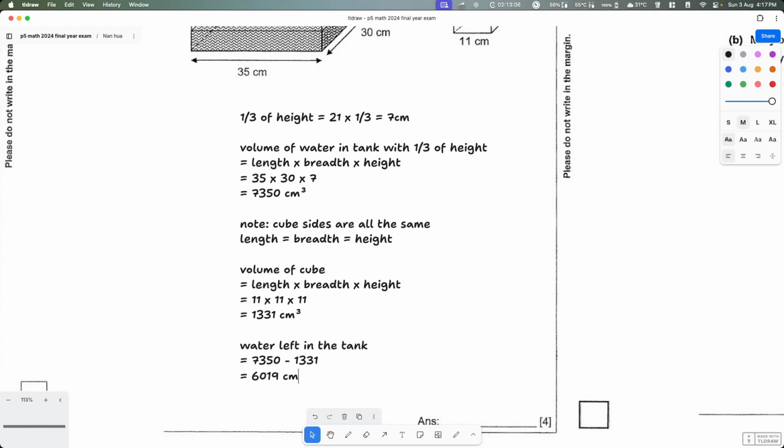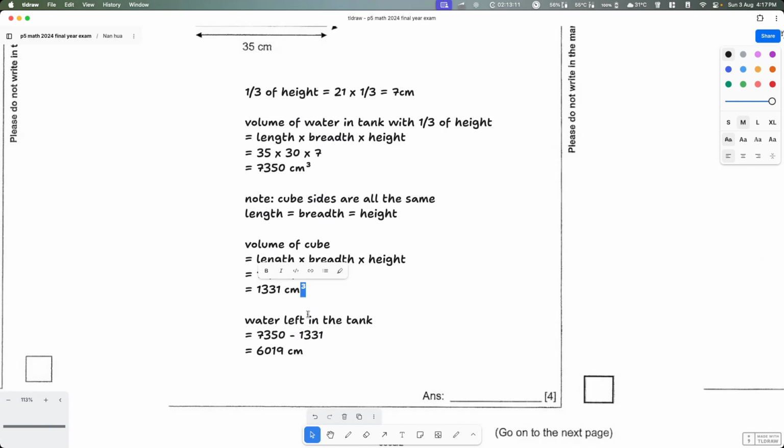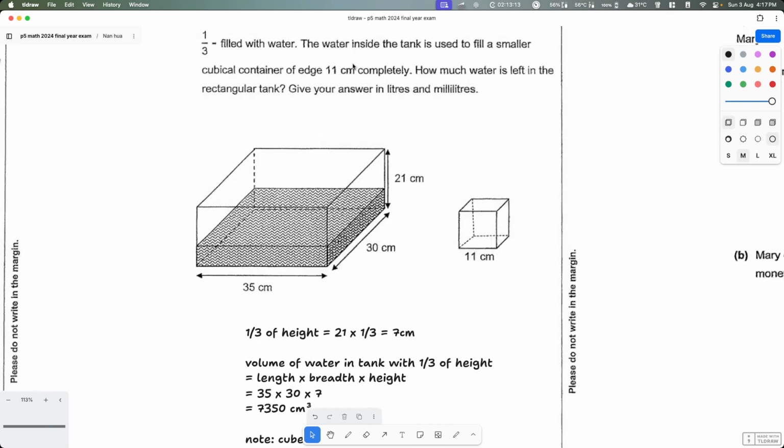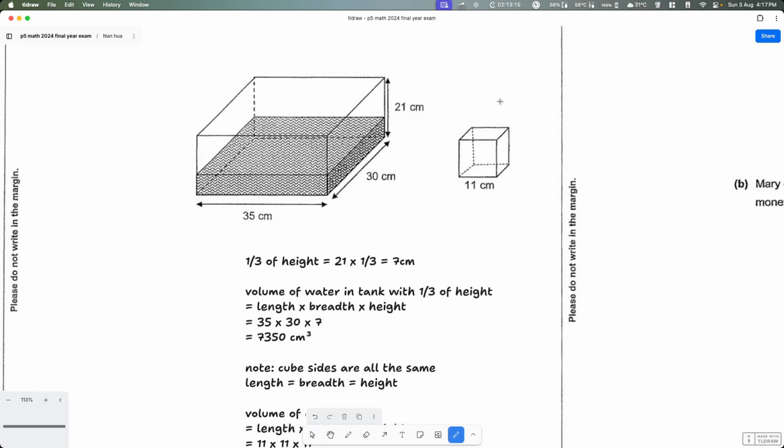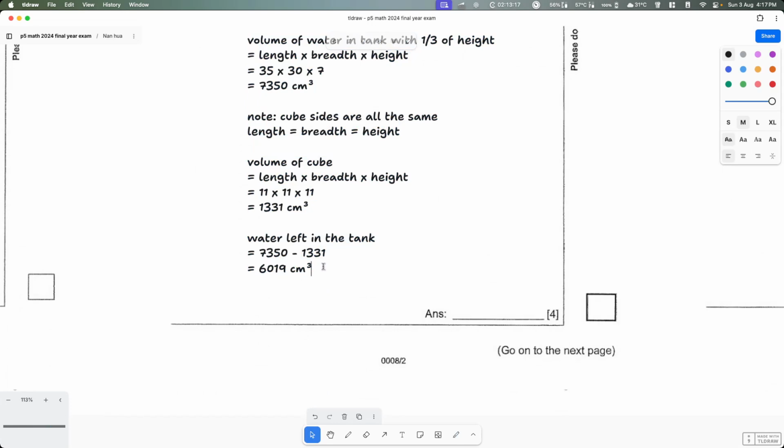0.019 centimeter cube. Right, that's the answer. But this time we want the answer in liters and milliliters. So in this case, we need to divide. I'm just going to put 6019 here, which is equal to 6019 divided by 1000.